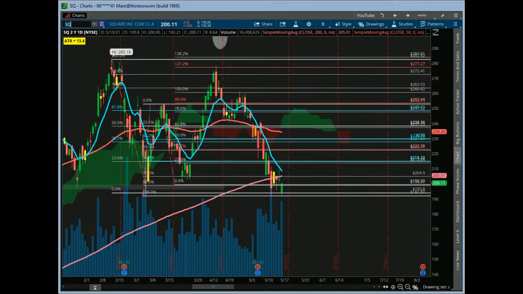Square. Again, similar, right? A lot of whoops moves on this one here. A lot of names didn't take out prior lows too, which is actually kind of interesting. So Square, decent green candle on that one, still below the 80-day and the 200-day moving average and the 50-day, right? So a little bit of blah there.